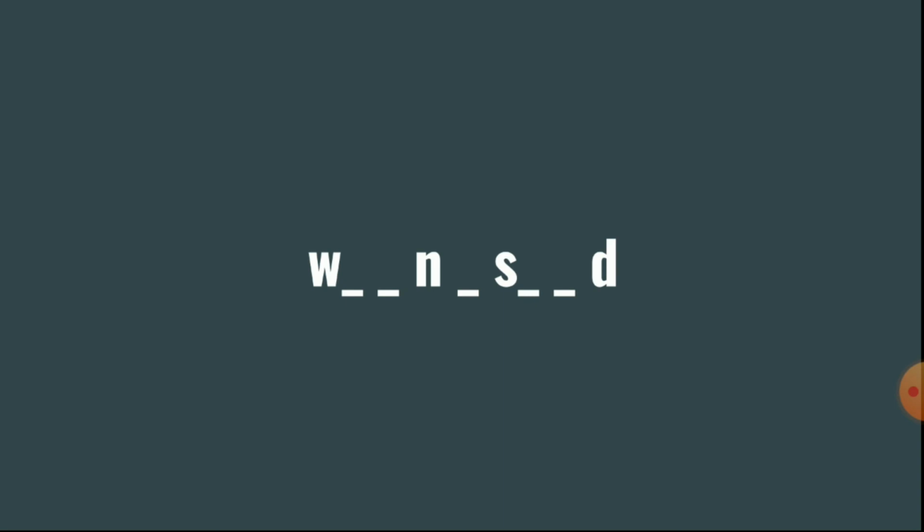Yes. Now let us go to the next one. W blank blank N blank S blank blank D. A long word. It can be, let me give you a hint. The meaning of this word is that we have seen something happening, some event happening. Did you guess it? Oh yes, it is witnessed. Witnessed.